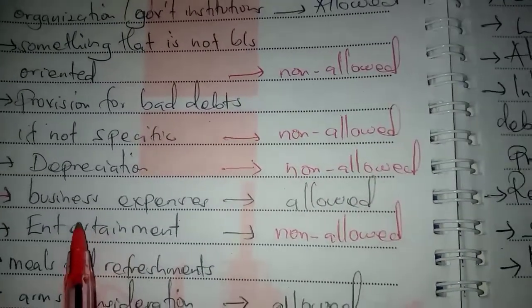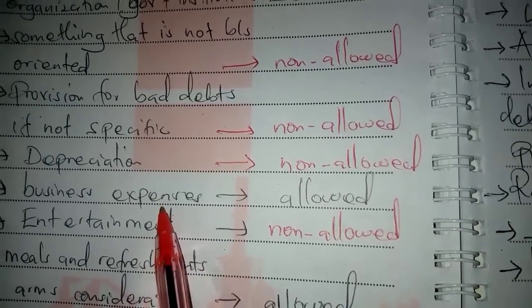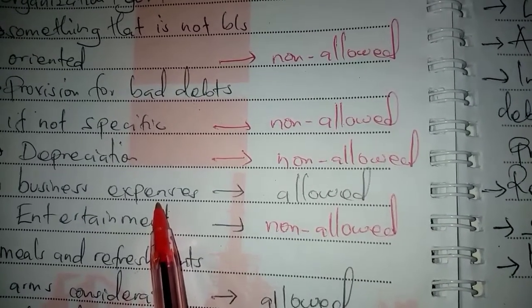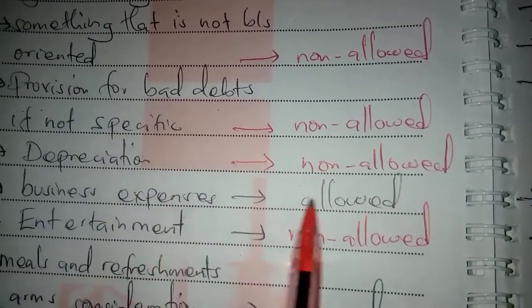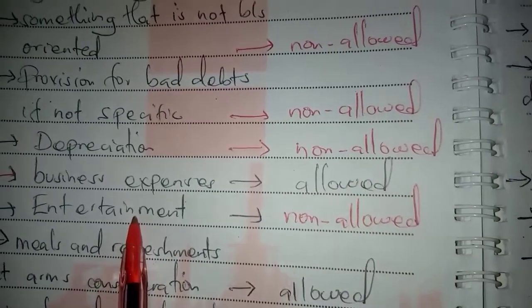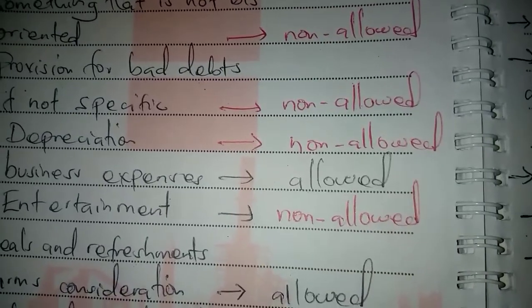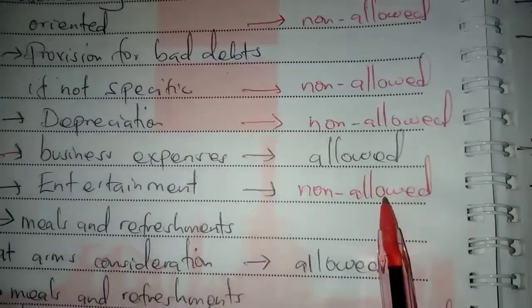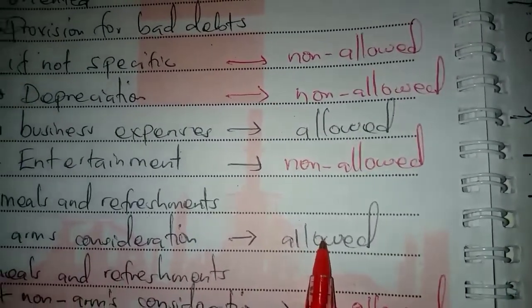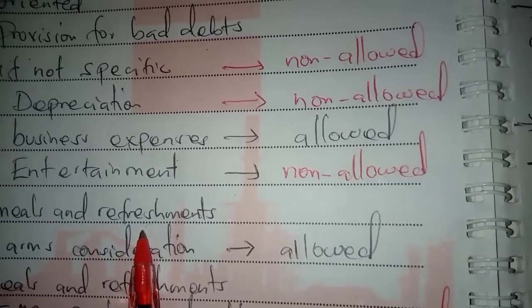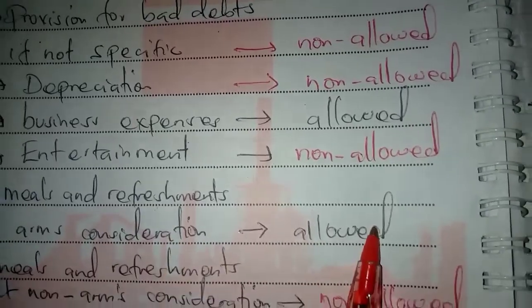Then in case of business expenses, we mean things like administration expenses, marketing expenses, rent expenses, those ones, they are allowed. Then entertainment is non-allowed because it's not related to the production of income. Then meals and refreshments at arm's consideration are allowed. Arm's consideration means that the meals were provided to every employee in the organization, so they become allowed.